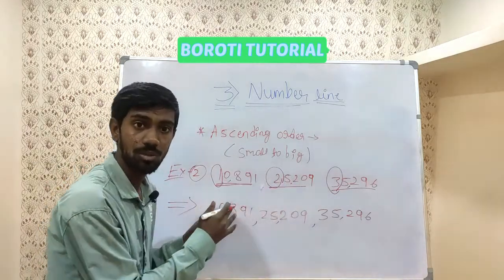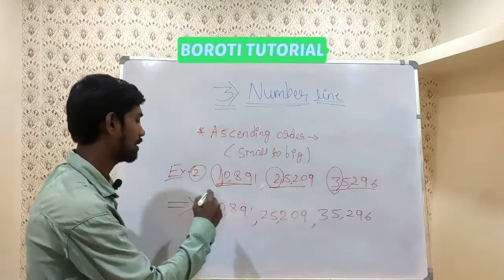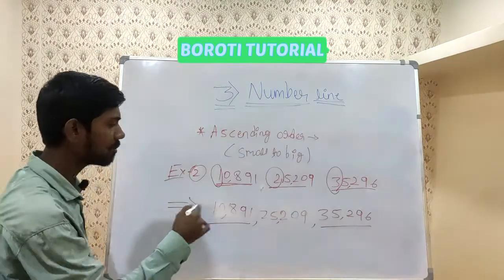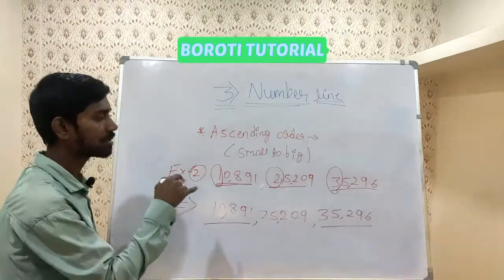Then, leaving the first number we have written, the next numbers will be the remaining ones. Out of them, which is the smallest number? The next number, out of them, which is the smallest? Always the first number will be the smallest and the last number will be the largest one. The middle numbers are in the middle only. It is nothing but the ascending order, small to big.